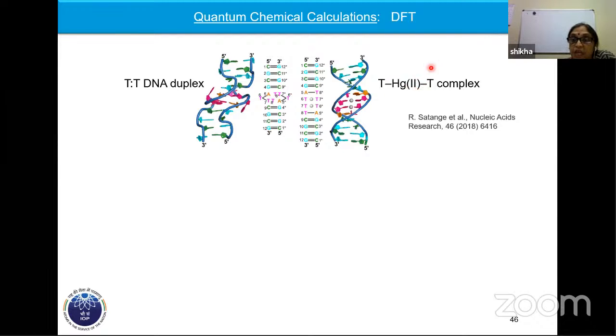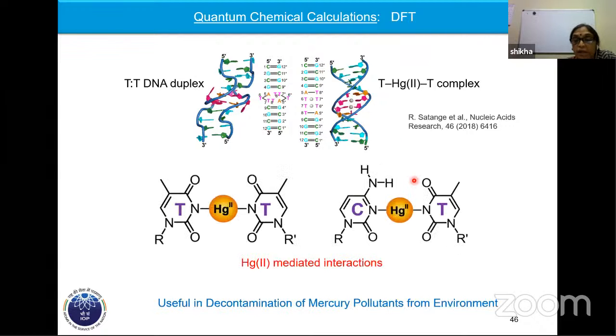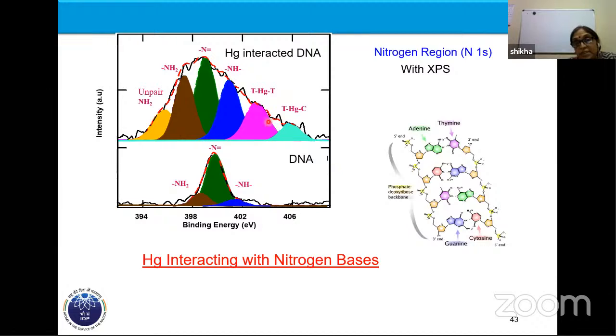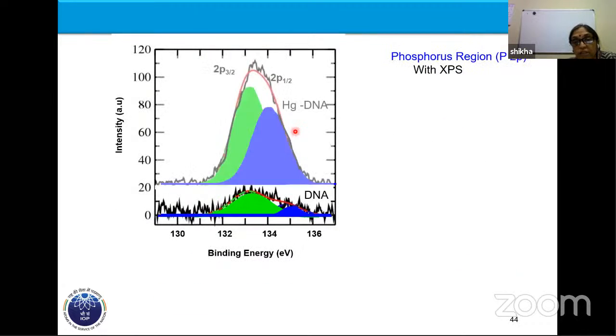But when the mercury gets attached to this kind of location, what they form is a THD, T complex. And in this situation, it can make compounds like THDT or CHDT. And these are Hg2 mediated interactions. But one sees that these are very useful in decontamination of mercury pollutants from the environment. So these two compounds are what give rise to the two new peaks in the XPS that we are seeing. This THDT and THDC are coming from these extra compounds.